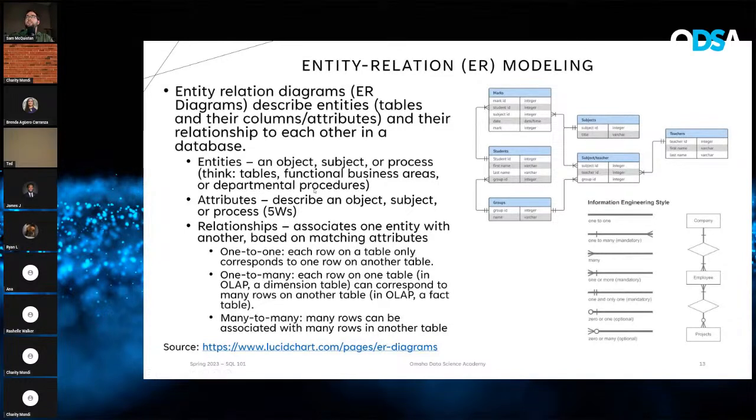What's an entity relation diagram or entity relation modeling? This is going to be the most simplistic diagram that you can make, and it's going to show you how each of these entities relates to another. So entities, think of an object, a subject, a process. These are all tables. They could be tables that are applicable to like a company department. These are things that you would put as an entity or a table, these boxes over here on this diagram.